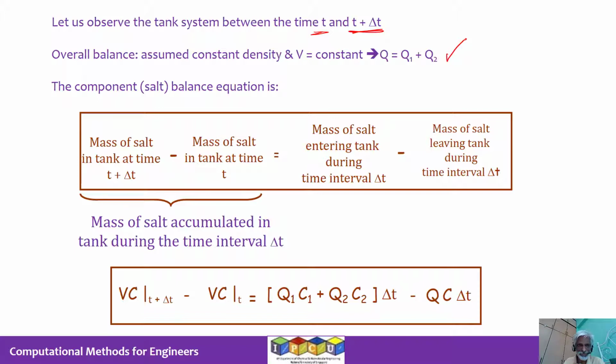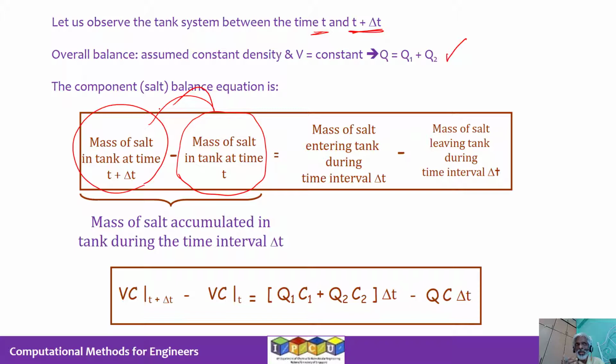So we have that. Now let's focus on the salt. If you look at the salt balance, the equation is very clear. What is the mass of salt in the tank at time t plus delta t minus the mass of salt in the tank at time t? If you take the difference, it tells us the mass of salt that got accumulated in the system during this time interval delta t. Within this time interval delta t, how much salt has accumulated in the system? This difference will give us that quantity.